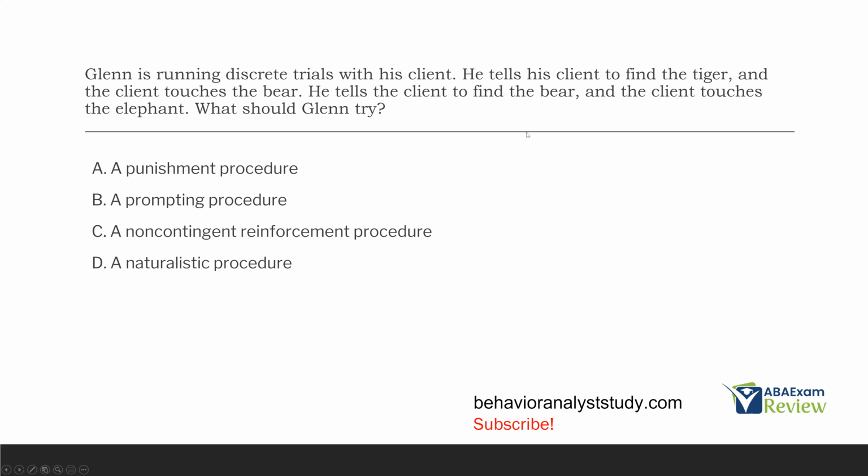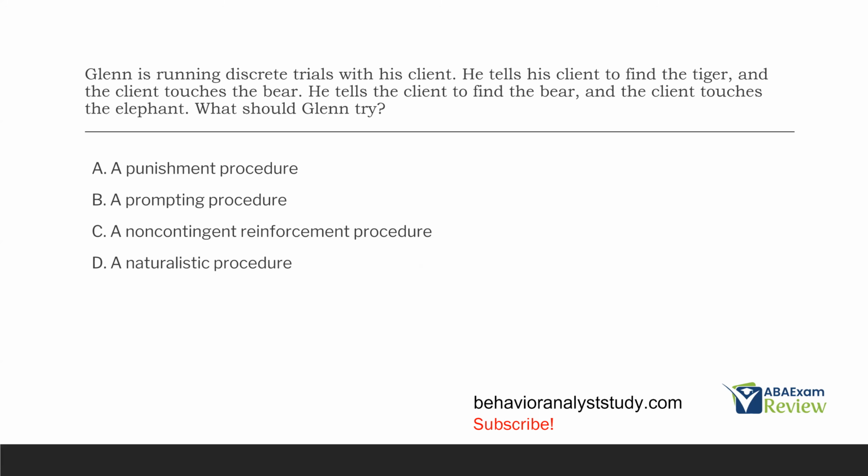Glenn is running discrete trials with his client. He tells his client to find the tiger, and the client touches the bear. He tells the client to find the bear, and the client touches the elephant. What should Glenn try? What's the issue here? Well, the client's making a lot of errors. Errors during the learning process lead to more errors. They become part of the behavior chain.